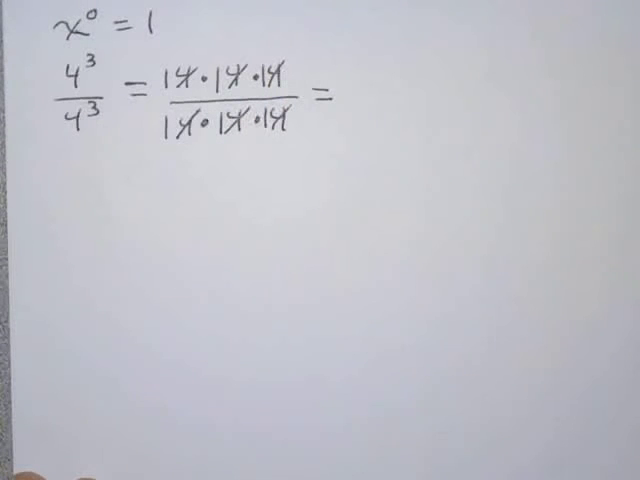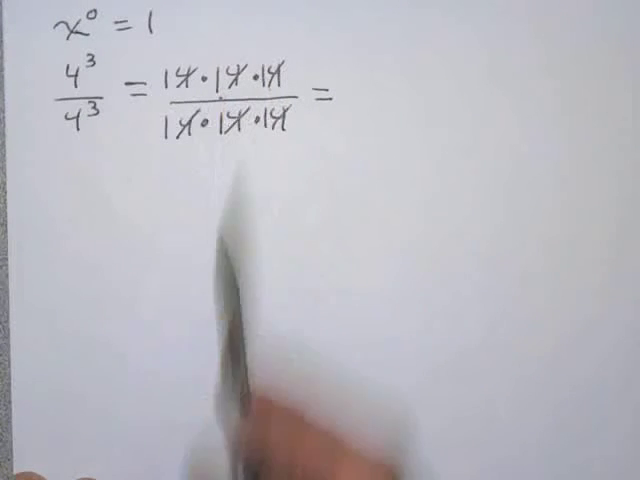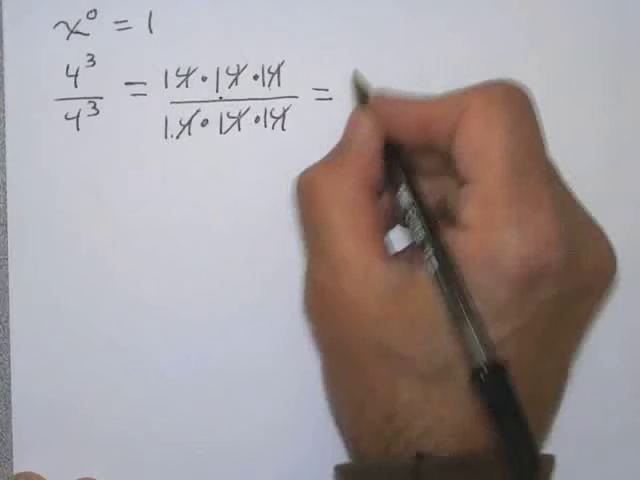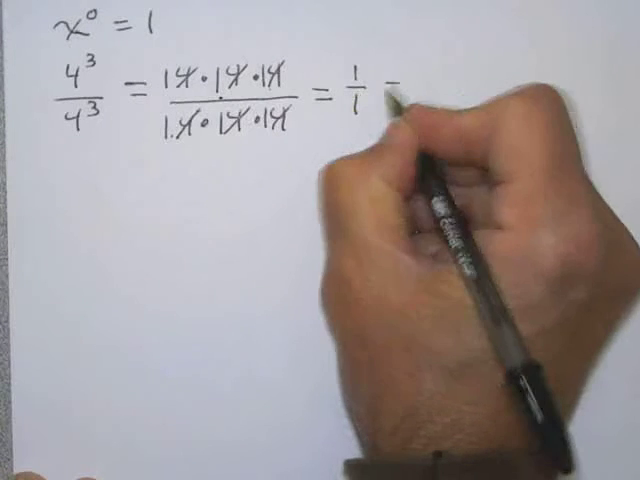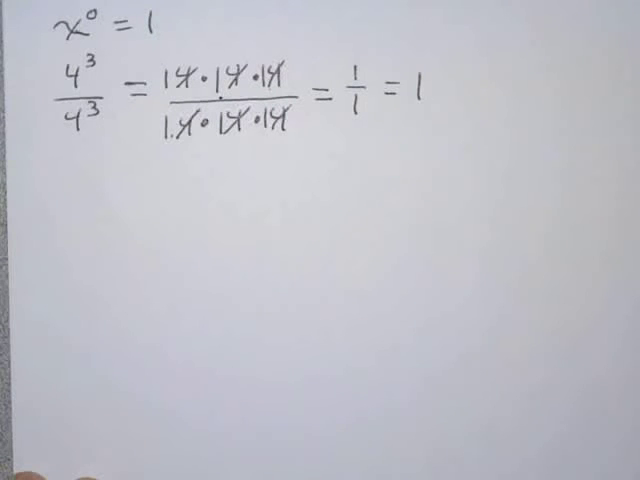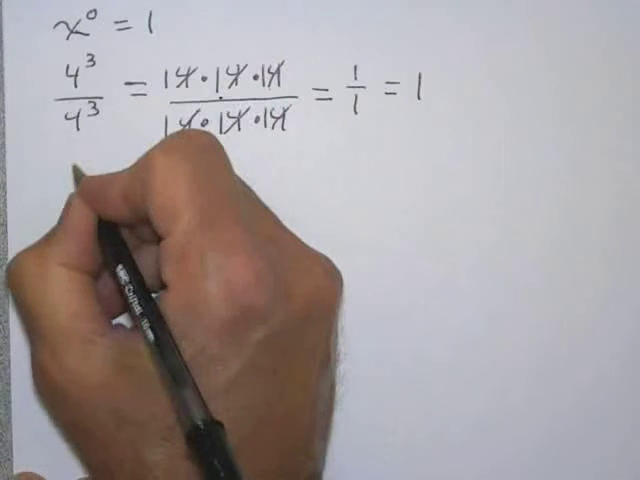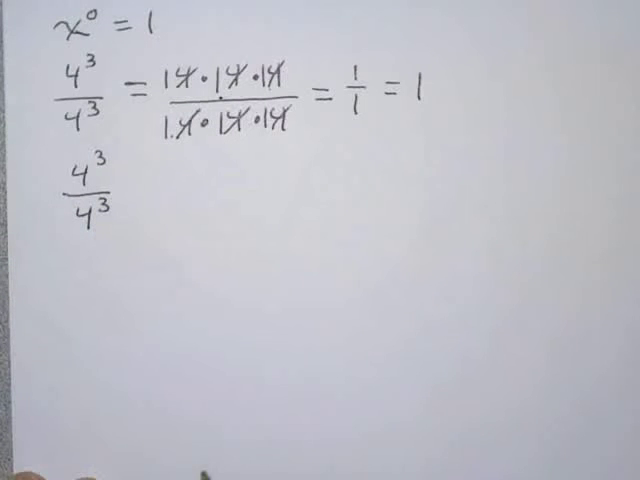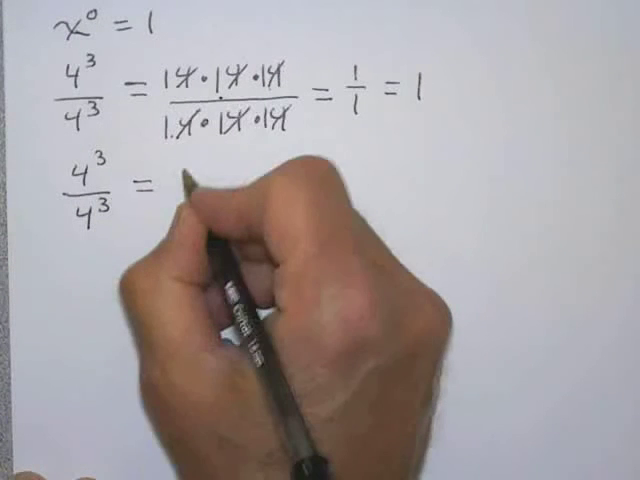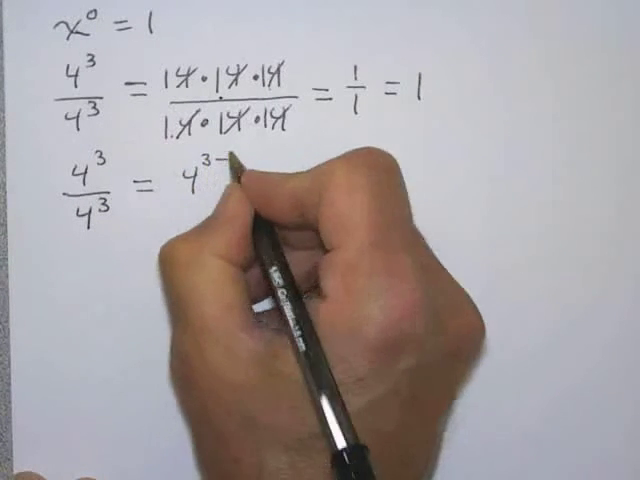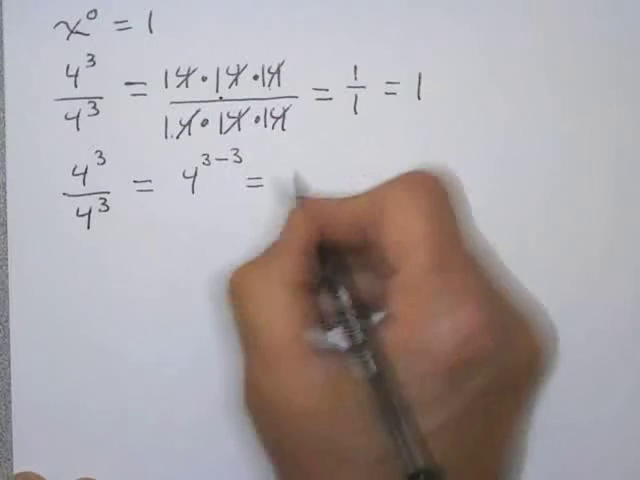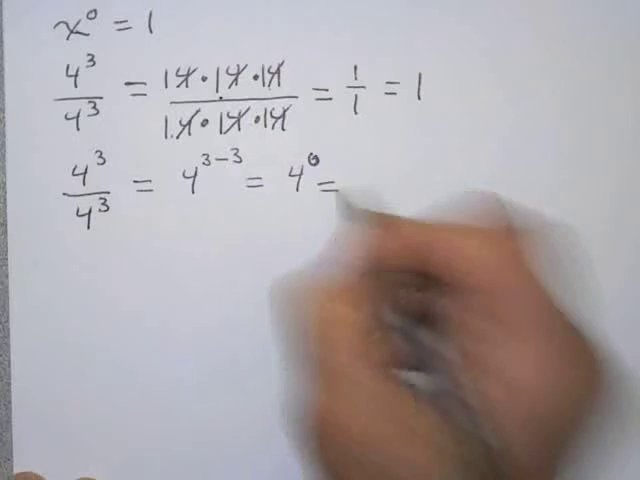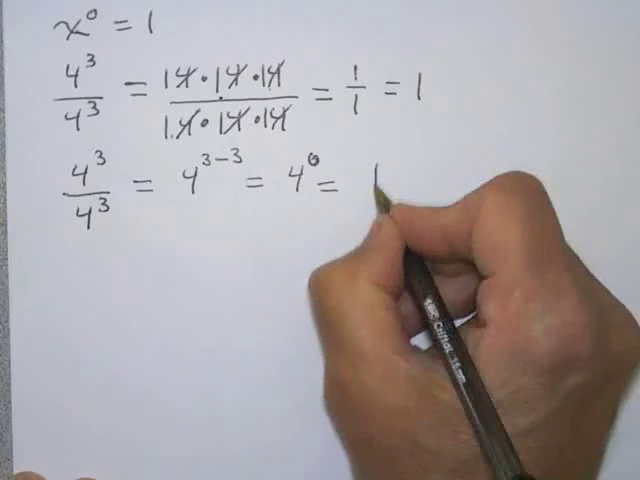And what am I left with? Well, 1 multiplied by 1 multiplied by 1, 1 multiplied by 1 multiplied by 1, that's going to be 1 over 1, which is the same as 1. In other words, 4 to the third power divided by 4 to the third power is 4 to the third power minus the 3, which would equal 4 to the 0 power. Pardon me, that's supposed to be a 0. And any number to the 0 power will always equal 1.